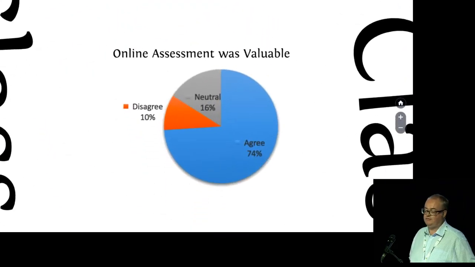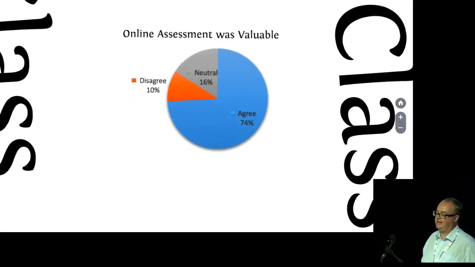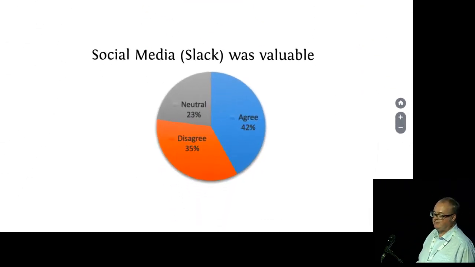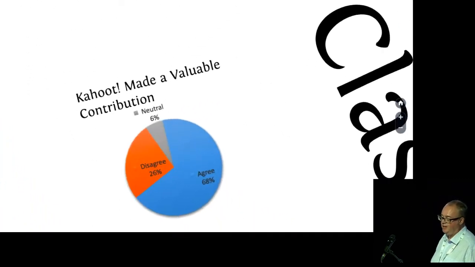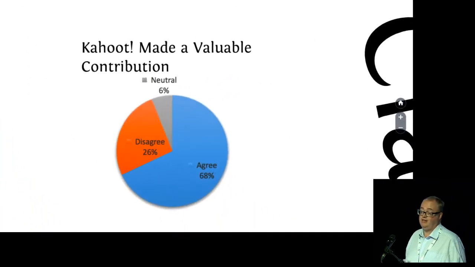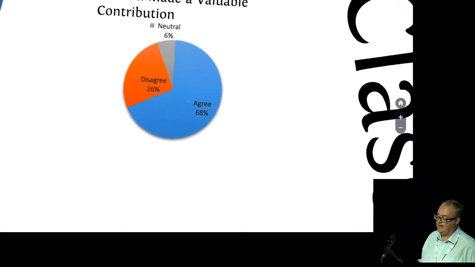The online assessment, 74% agreed, so this was the most valuable one. One of the things they liked about it was every week it made them reflect on the material in the e-lectures. Social media Slack was valuable. Majority of people agreed. There was a lot of people who didn't find it particularly useful. Not entirely sure why. Inside the class, Kahoot, 68% liked Kahoot. They found this particularly good for making them review what they'd done in the e-lectures.